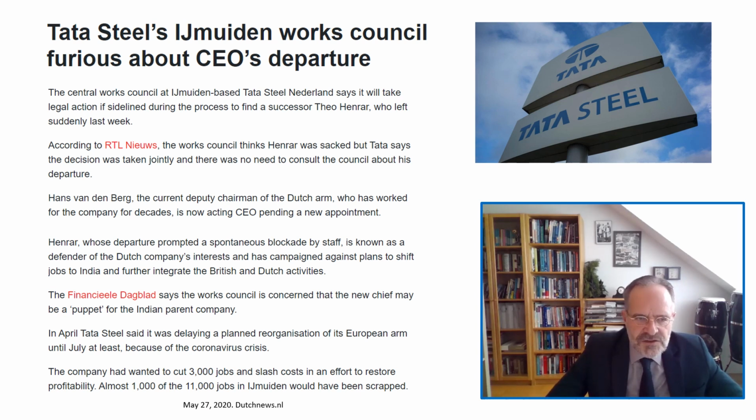They want to be consulted about this departure, and this resulted in a spontaneous blockade by staff, a spontaneous strike by the employees to underline the fact that the course of action taken by Tata Steel by making a change at the level of the board was not implemented according to the rules of the Dutch Works Council Act.